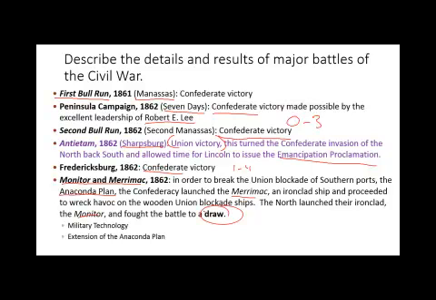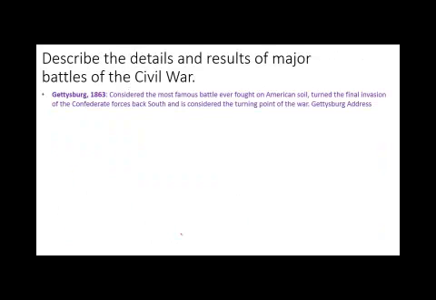However, why is this included? Again, we're looking at significant battles and turning points. Why? Because of the extent of military technology, as well as the fact that the Anaconda Plan is going to be extended even further to go upwards into the Mississippi River. Okay? Moving forward here, continuing with our objective.